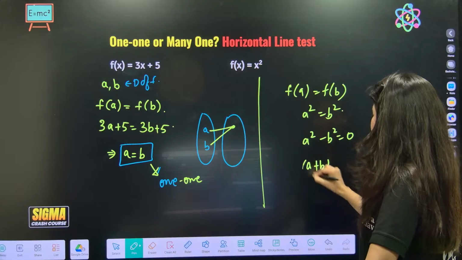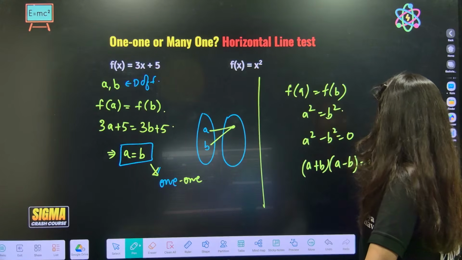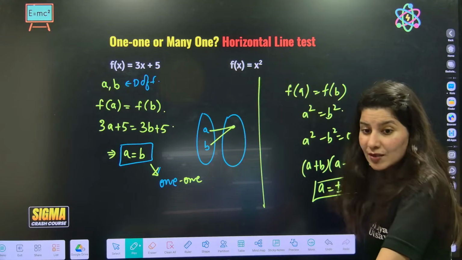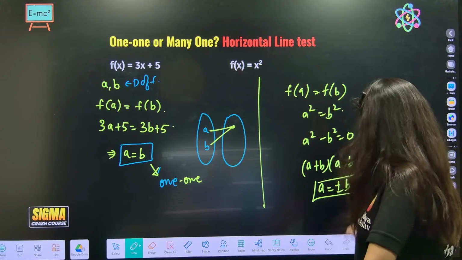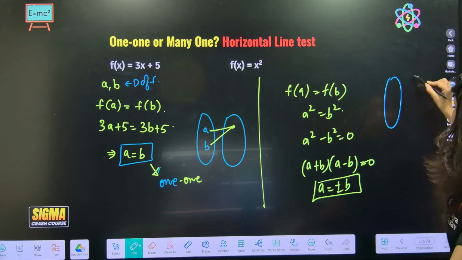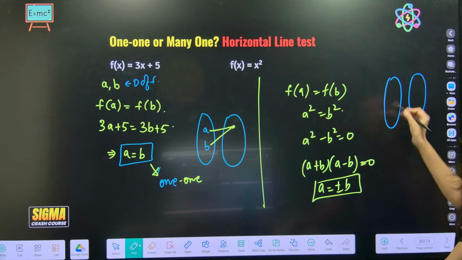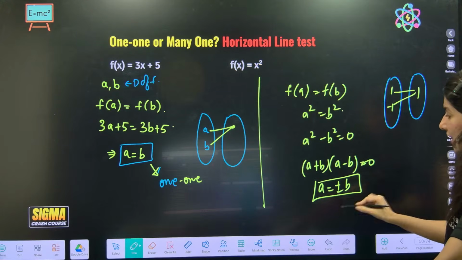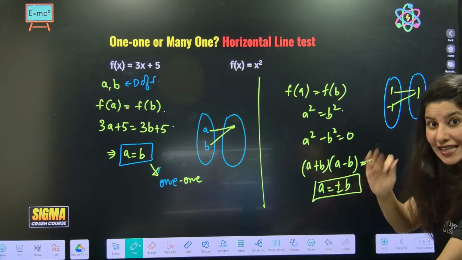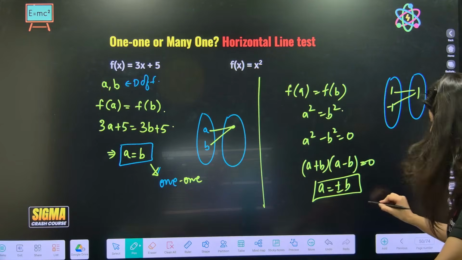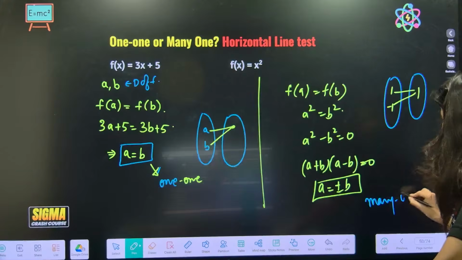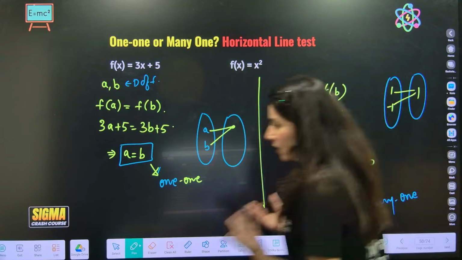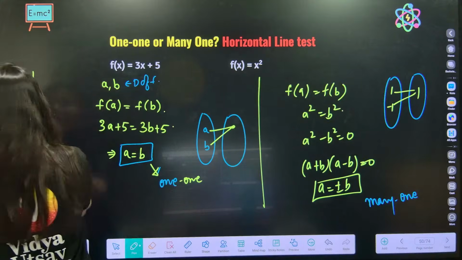That means a plus b, a minus b is 0. So a equals plus or minus b. What does that mean? You see it also: f(x) equals x square. 1 and minus 1 both give you the same output. So a equals b is there, but a equals minus b is another condition, telling me that this is a many-one function. This is the algebraic method. And the horizontal line test also suggests the same thing.